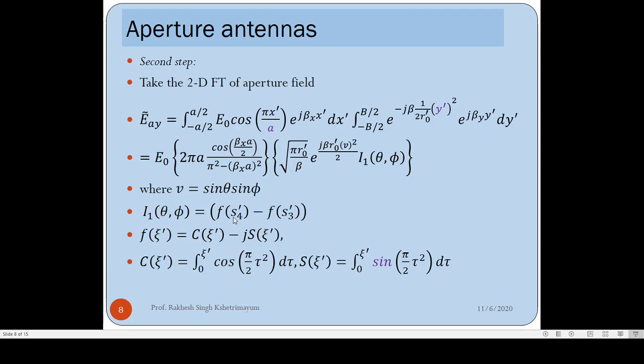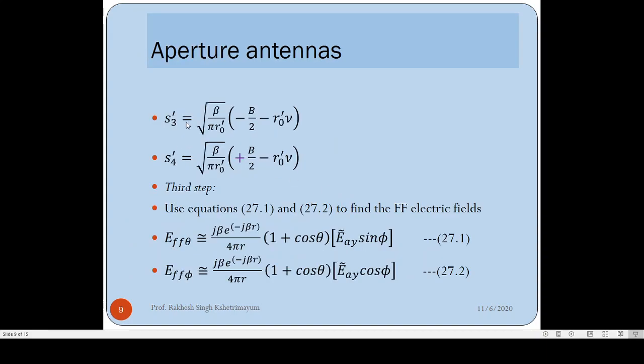What is I1? I1 is F(S4 dash) minus F(S3 dash). We have already defined this F function. F function is actually C function minus j S function. What are C and S? C and S are the cosine and sine Fresnel integrals. We have already discussed this. Mu is sin theta sin phi. What are S3 dash and S4 dash? S3 dash is defined as square root of beta by pi r naught dash into (minus b by 2 minus r naught dash b). S4 dash, you just change the sign here: instead of minus, plus here, you get S4 dash. So now we have the 2D Fourier transform of the aperture field for the E-plane sectoral horn antenna.